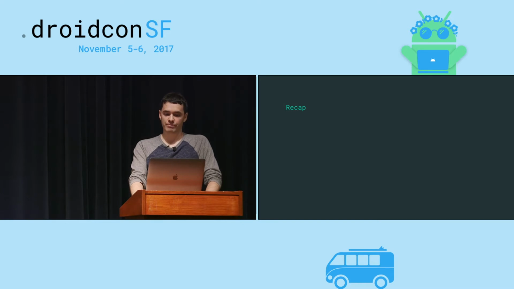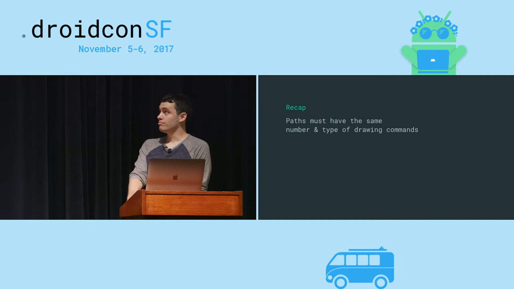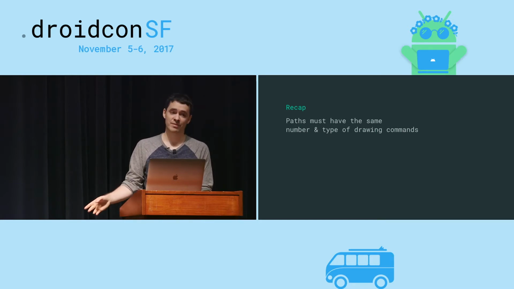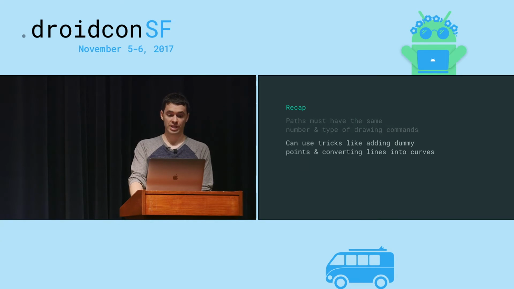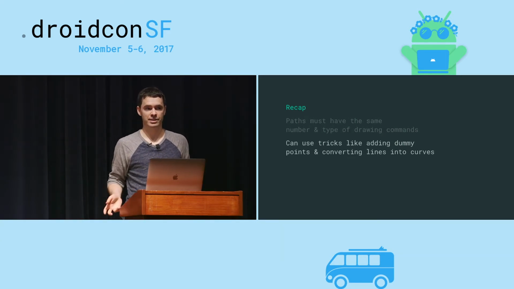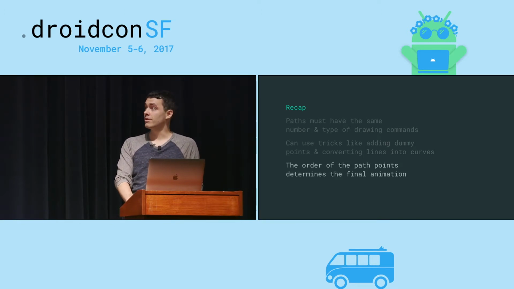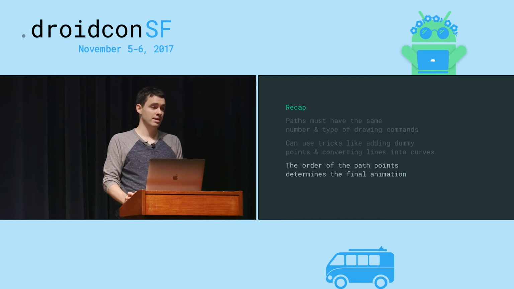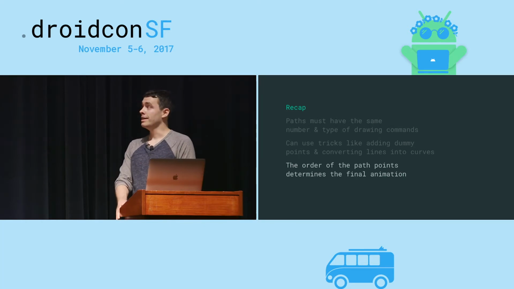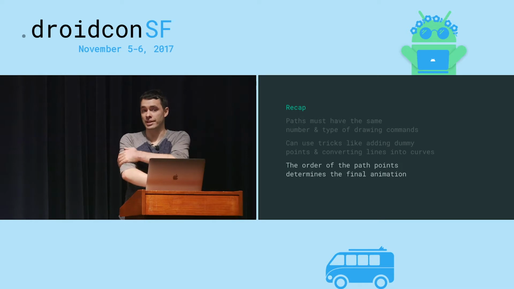So to recap everything I just said, Android puts a requirement on us to provide paths that we call compatible with each other. They have to have the same number and same type of drawing commands. You can use tricks to overcome this by adding dummy points and by converting lines into curves. And the order of the path points matters a lot. It won't crash your app, but it will affect what your morph looks like.